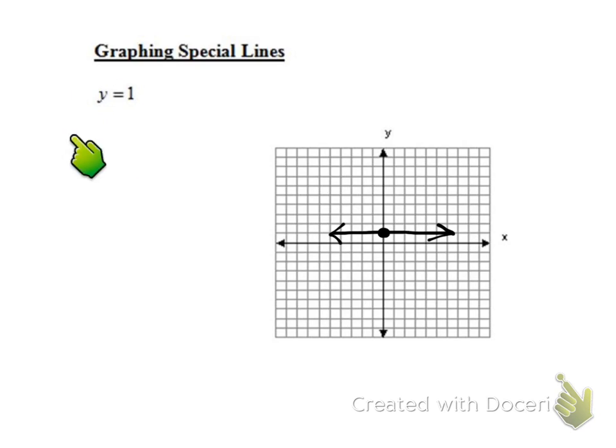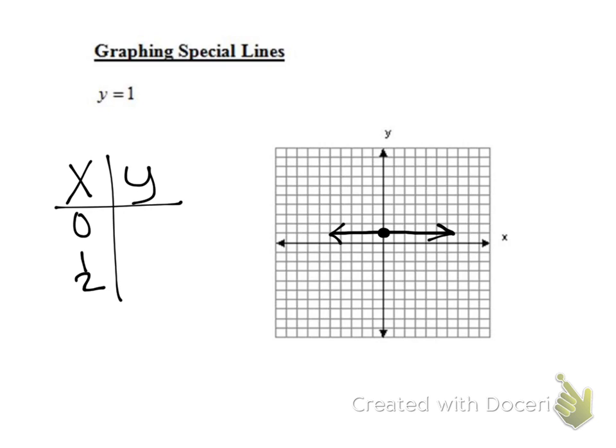Again, just like we talked about yesterday, you could use a table if you don't really like the axis method. The x's don't really matter. You could use the standard. All the y's are 1 though. And then you could graph those 3 points: 0, 1, 1, 1, 2, 1. See how you're forming that horizontal line? Either method works. As long as you end up with a horizontal line through the y-axis at 1, I'm happy.